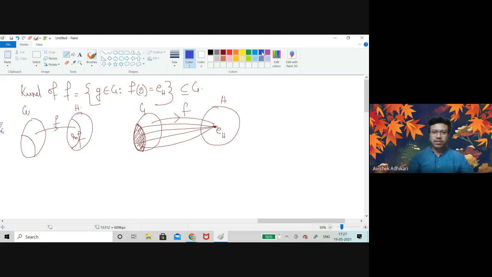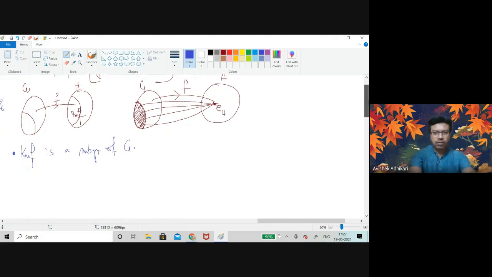The first property that I am going to prove is that the kernel of f, denoted by ker f, is a subgroup of whom? Subgroup of G. Very good. Now prove this result. How to prove that?